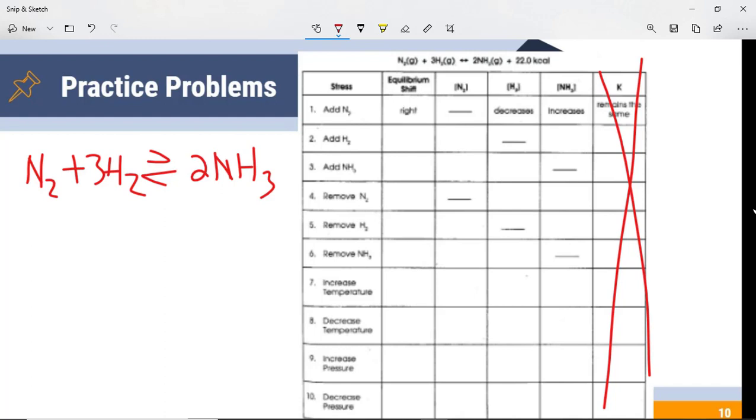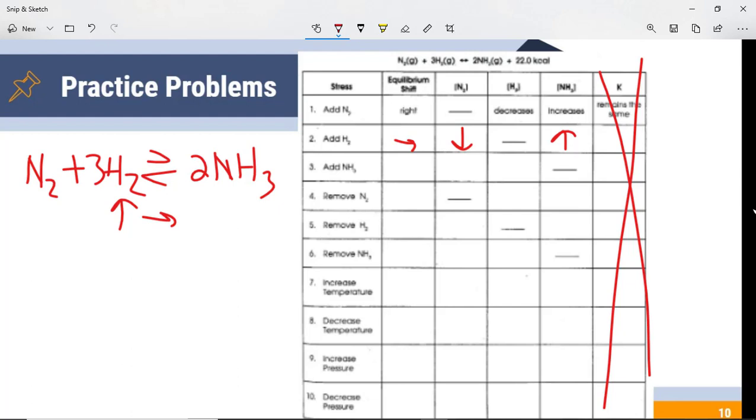So if I add H2, let's look at the first one. If I add H2, remember, adding something in my reactant side shifts equilibrium to my product side. So if I add H2, that's going to shift to the right, which means that the concentration of N2 is going to go down, and the concentration of NH3 is going to go up.